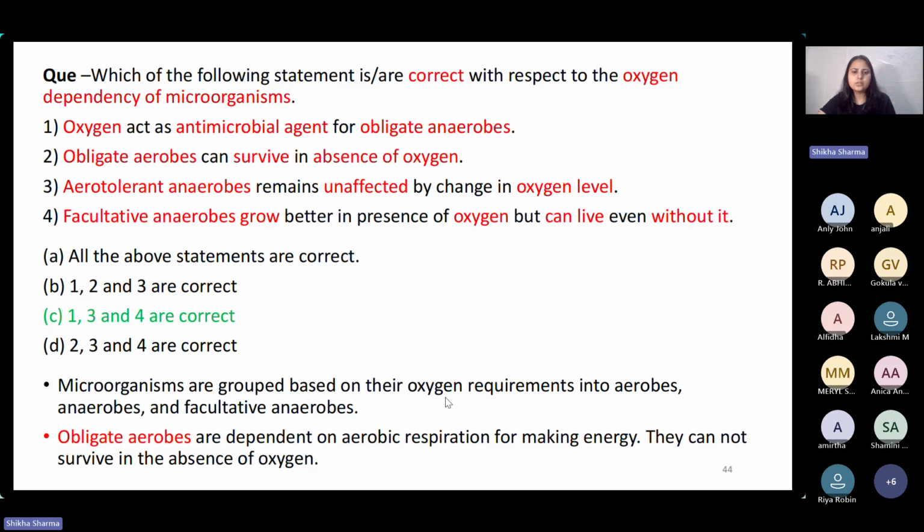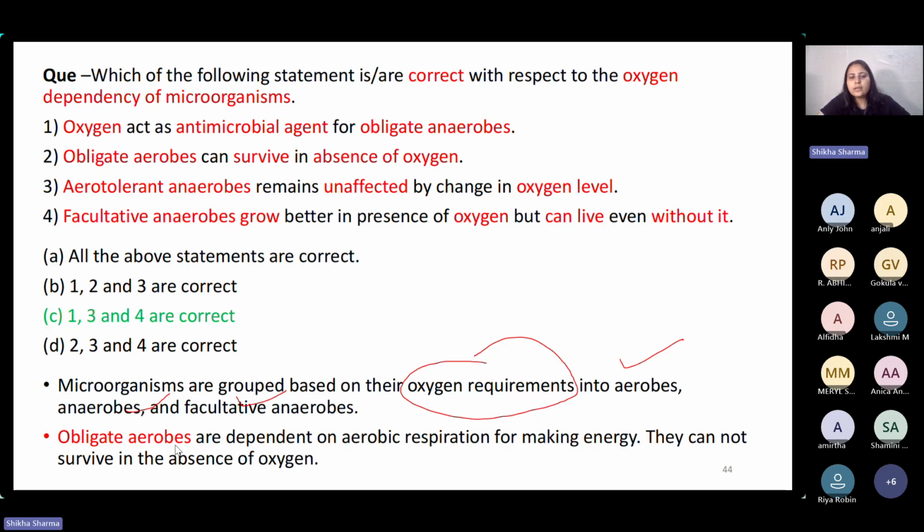So basically, microorganisms are grouped based on oxygen requirements. They can be aerobes, anaerobes, or facultative anaerobes. Based on how much oxygen they need for their growth, a microorganism can be divided into different classes.